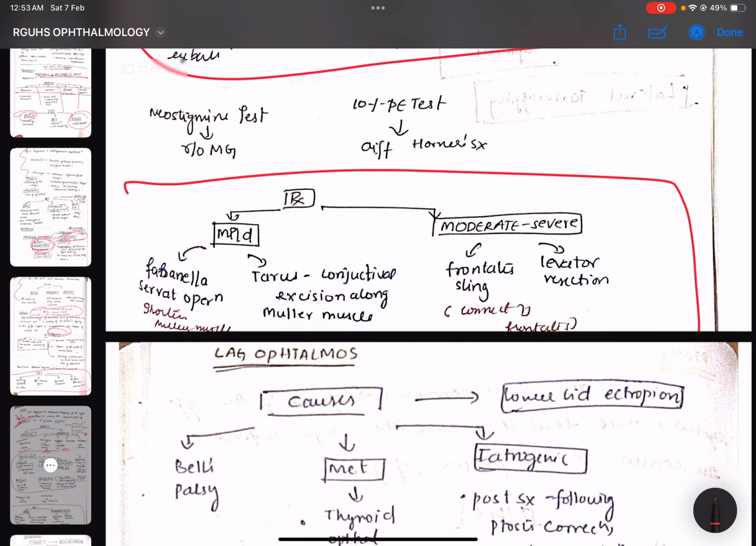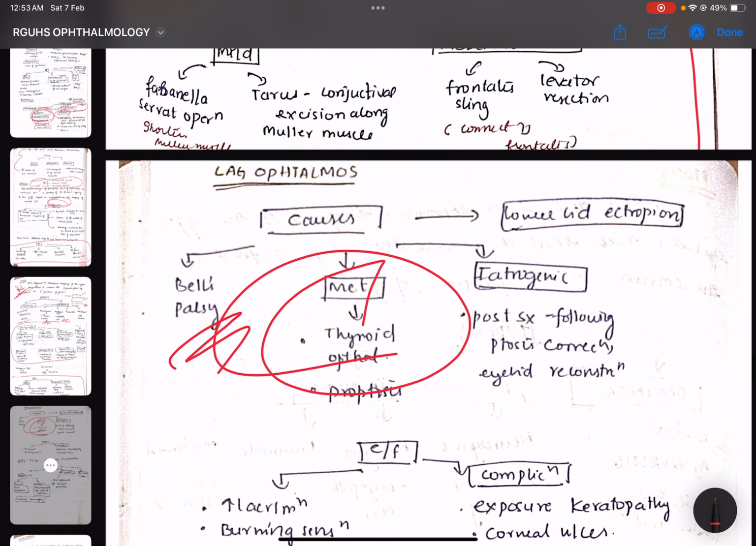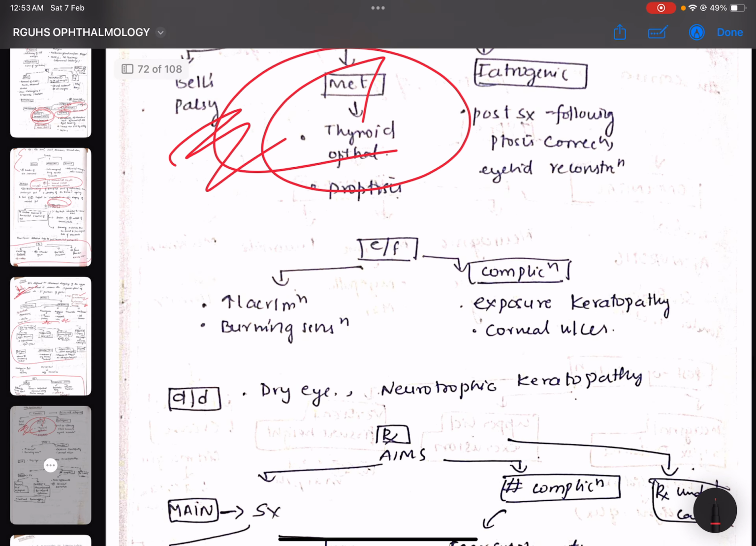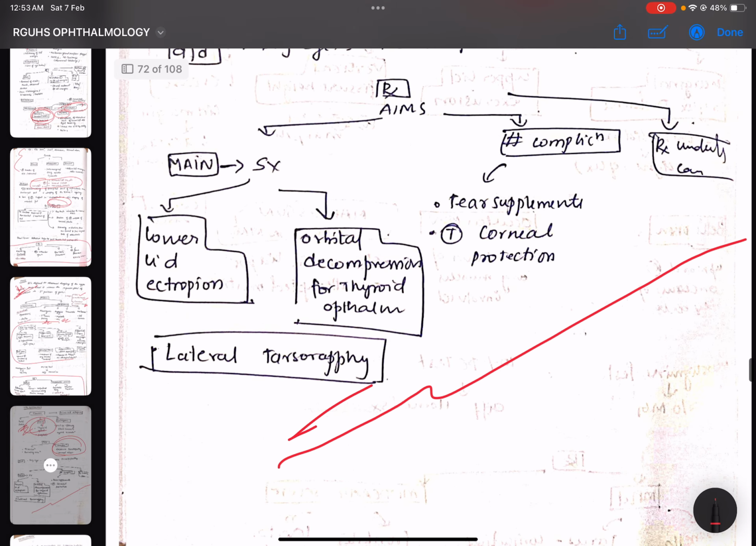This is the treatment. Lagophthalmos, that is, the lid is not closing. What is the first thing? It will be thyroid, and also Bell's palsy. So again, here you have to prevent complication, as I told. And lateral tarsorrhaphy is something which you will do.